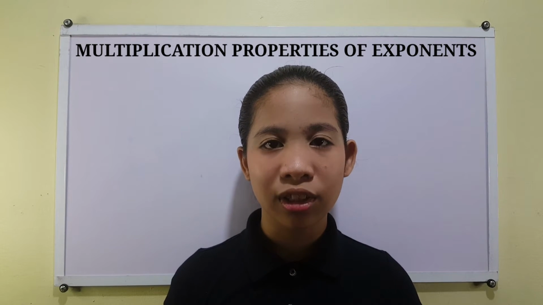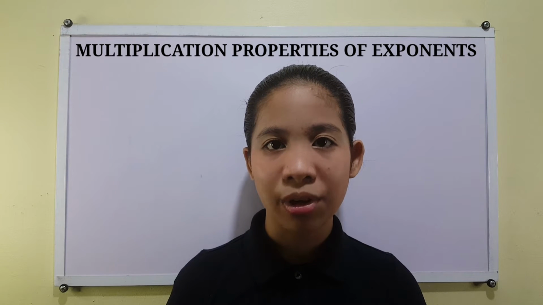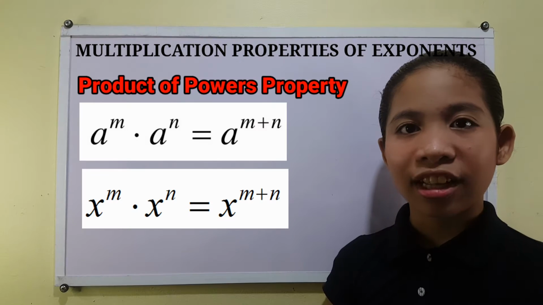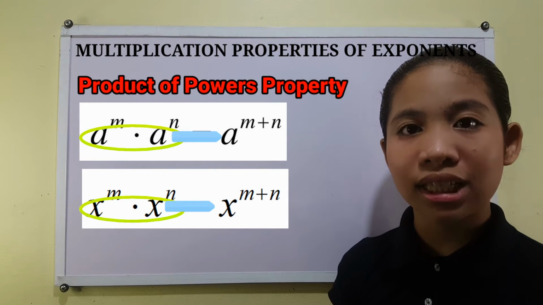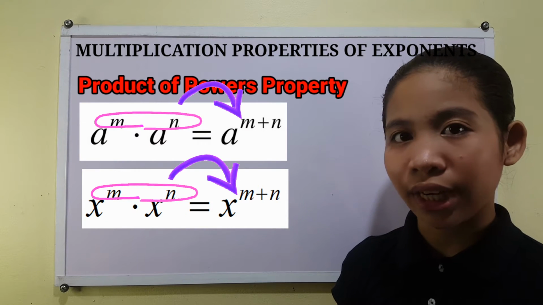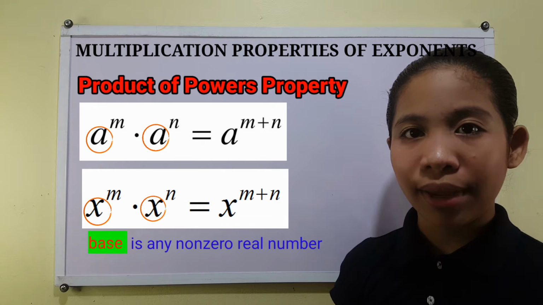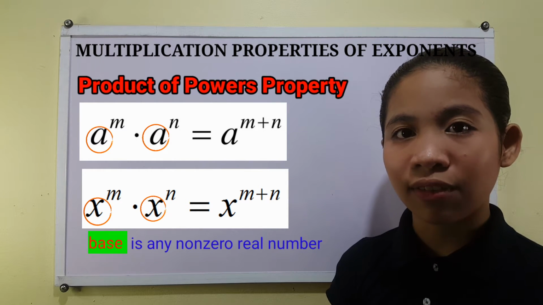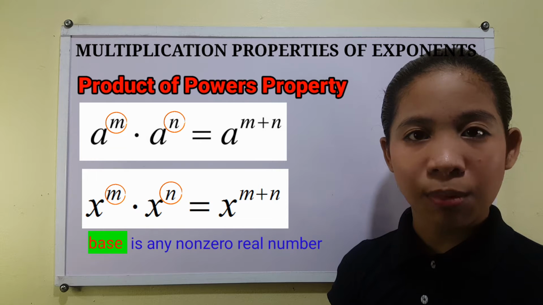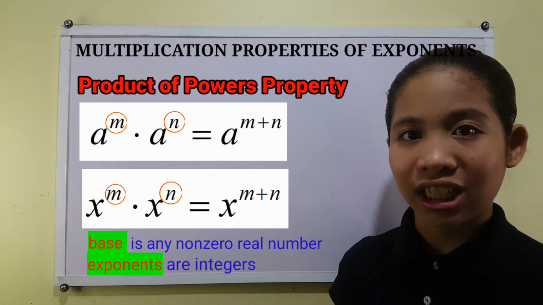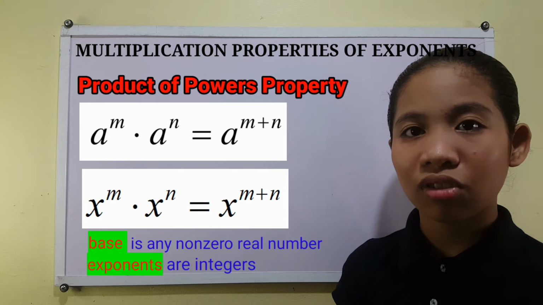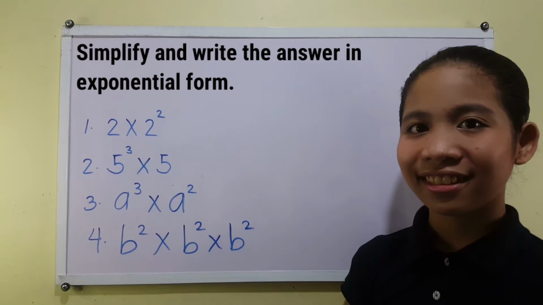Today, let's review the multiplication properties of exponents, the product of powers property. The product of two powers with the same base equals that base raised to the sum of the exponents. Take note that the base should be any non-zero real number, while the exponents of the base could be any integer. Now, let us expand and learn more about this through our examples.